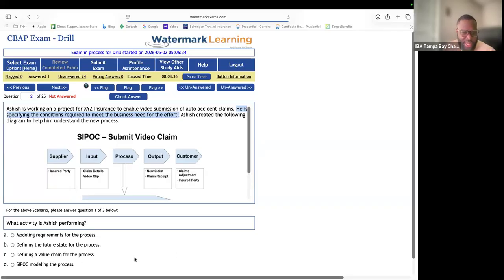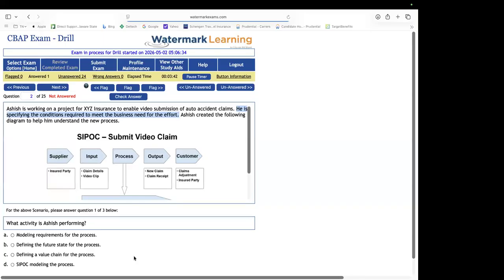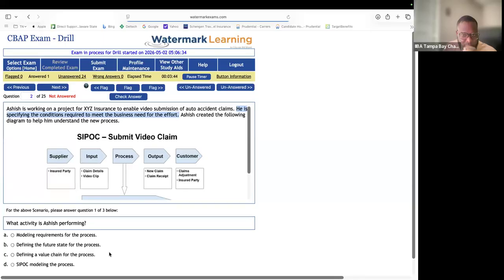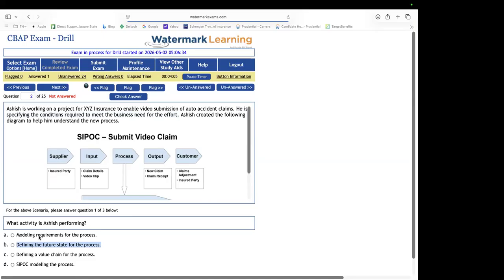What do you think we can eliminate in this case? Defining the future state. Yeah, because I think his goal is to specify the condition. So everyone agrees that we can eliminate this? Yeah. What about modeling requirements for the process? What do we think? Yes, we can eliminate it as well. I think I would go for A.